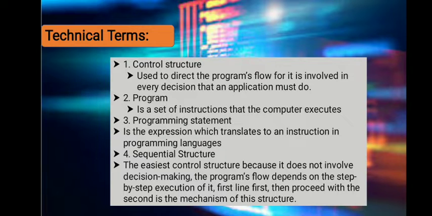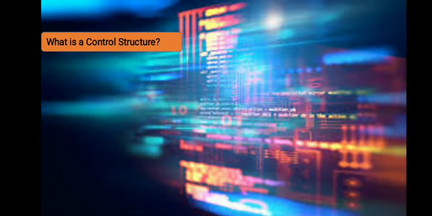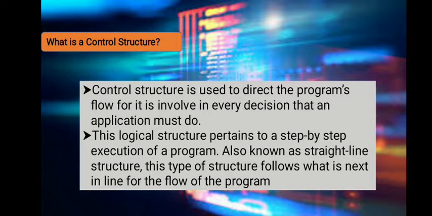The program's flow depends on the step-by-step execution of it. First line first, then proceed with the second is the mechanism of this structure. What is a control structure? Control structure is used to direct the program's flow, for it's involved in every decision that an application must do. This logical structure pertains to a step-by-step execution of a program, also known as a straight line structure.